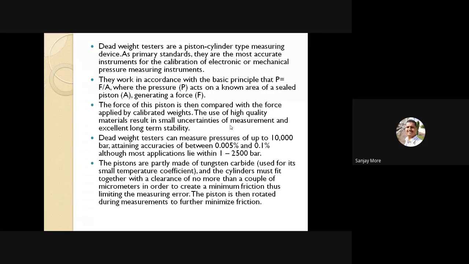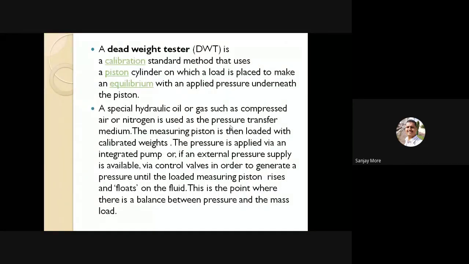The piston is then rotated during measurement to further minimize friction.